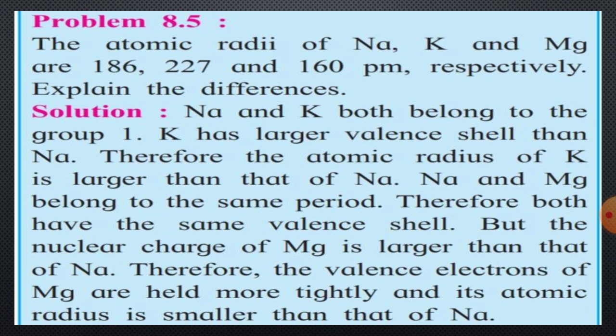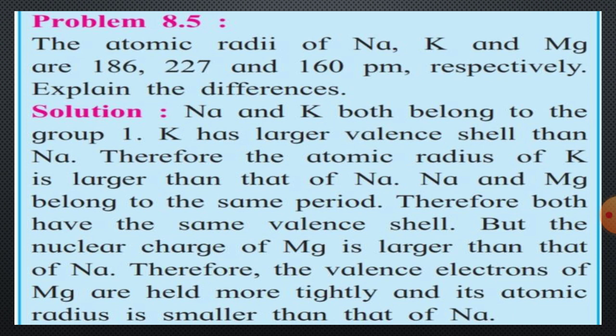While sodium and magnesium belong to the same period, as we know, down the group, we have studied that atomic radius increases as the number of shells increases, while across the period atomic radius decreases because the number of shells is the same. Similarly, sodium and potassium belong to the same group, but potassium has a larger valence shell than sodium, therefore potassium is larger than sodium.